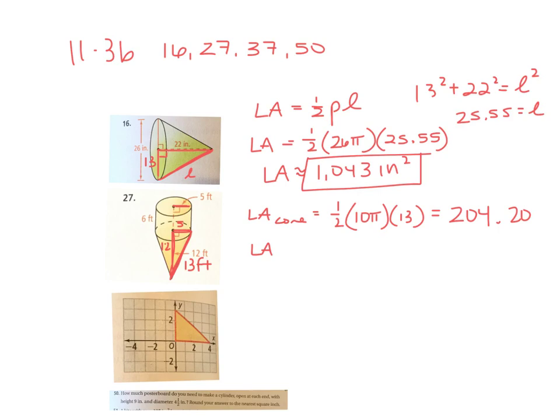Then we want the lateral area of the cylinder. And for lateral area of a cylinder, it's the perimeter of the base times the height. So perimeter of your base would be 10 pi, same as the perimeter of the base of the cone. And then the height is 60. So we would do 60 pi, which is 188.50.